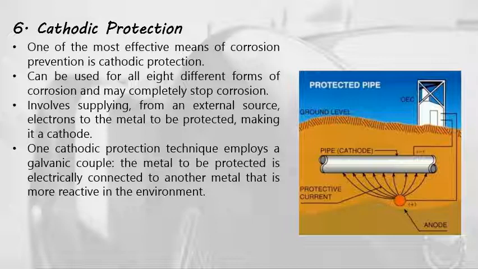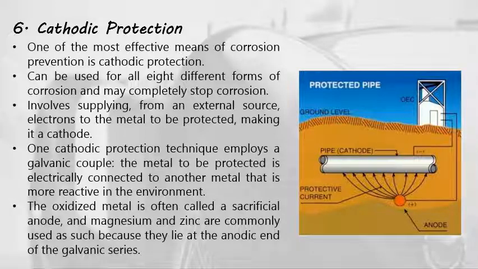One cathodic protection technique employs a galvanic couple, wherein the metal to be protected is electrically connected to another metal that is more reactive in the environment. The oxidized metal is often called the sacrificial anode, and magnesium and zinc are commonly used as such because they lie at the anodic end of the galvanic series.